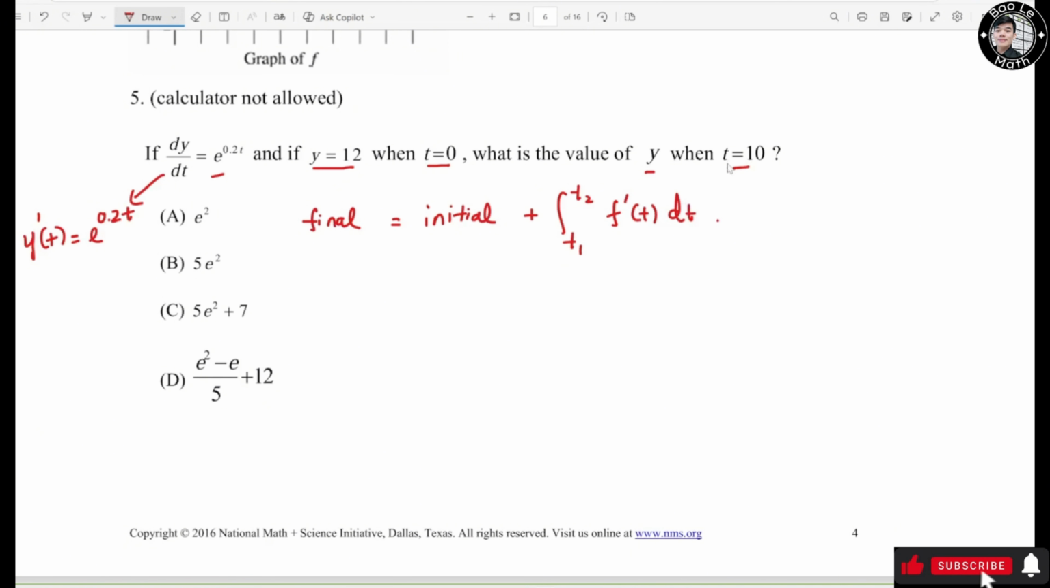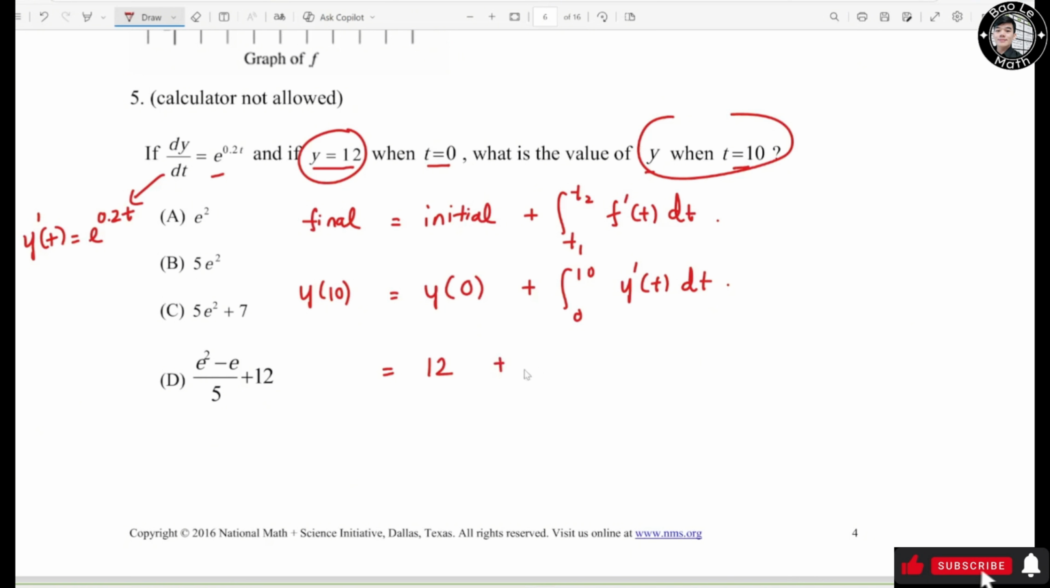So the final amount, which means y of 10, equals y of 0 plus the integral from 0 to 10 of y prime of t dt, right? So we substitute y of 0 equals 12 right here, plus the integral from 0 to 10 of e to the 0.2t dt. Previously we found the antiderivative of e to the as plus b ds is going to be 1 over a e to the as plus b plus c, right?